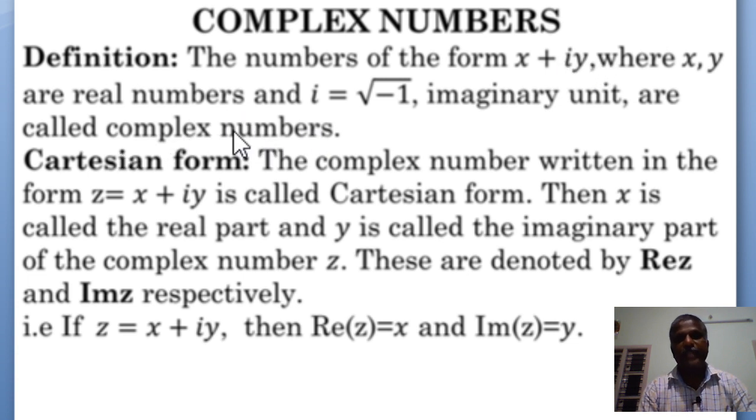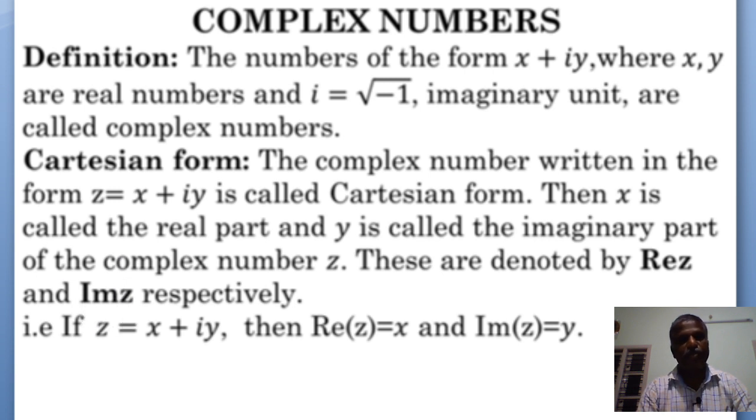We can write complex numbers in two different forms. First one is Cartesian form, another one is polar form. In Cartesian form, we write the complex number z is equal to x plus iy. Here x is called the real part of the complex number, denoted by Re z, and y is called the imaginary part, denoted by Im z.